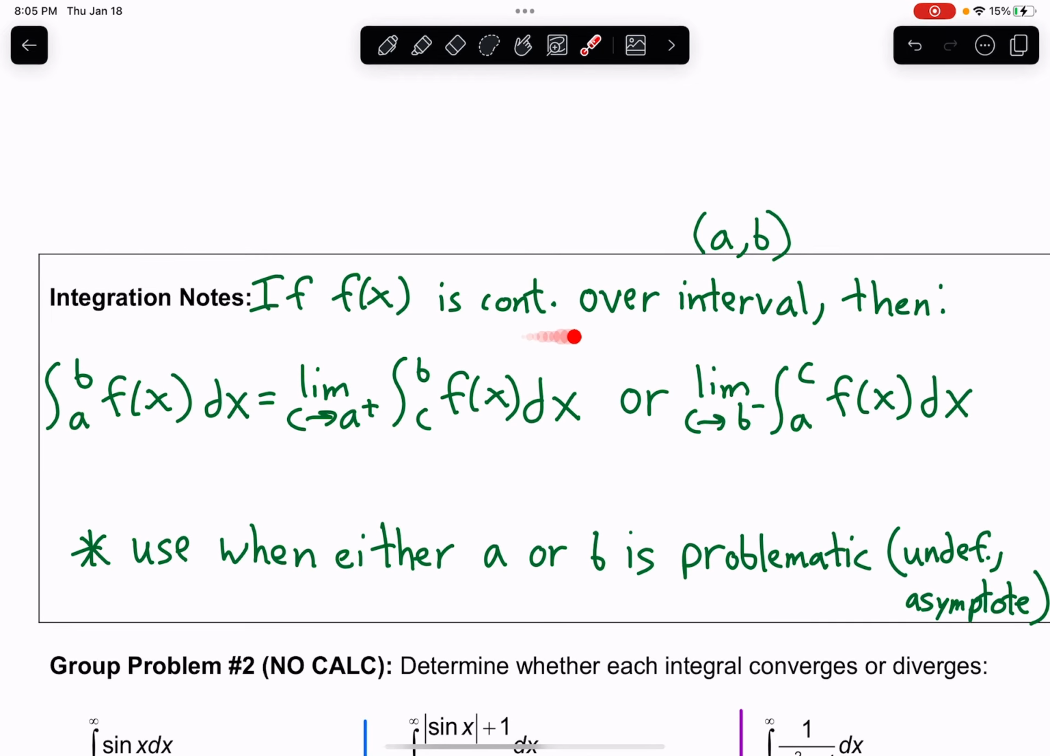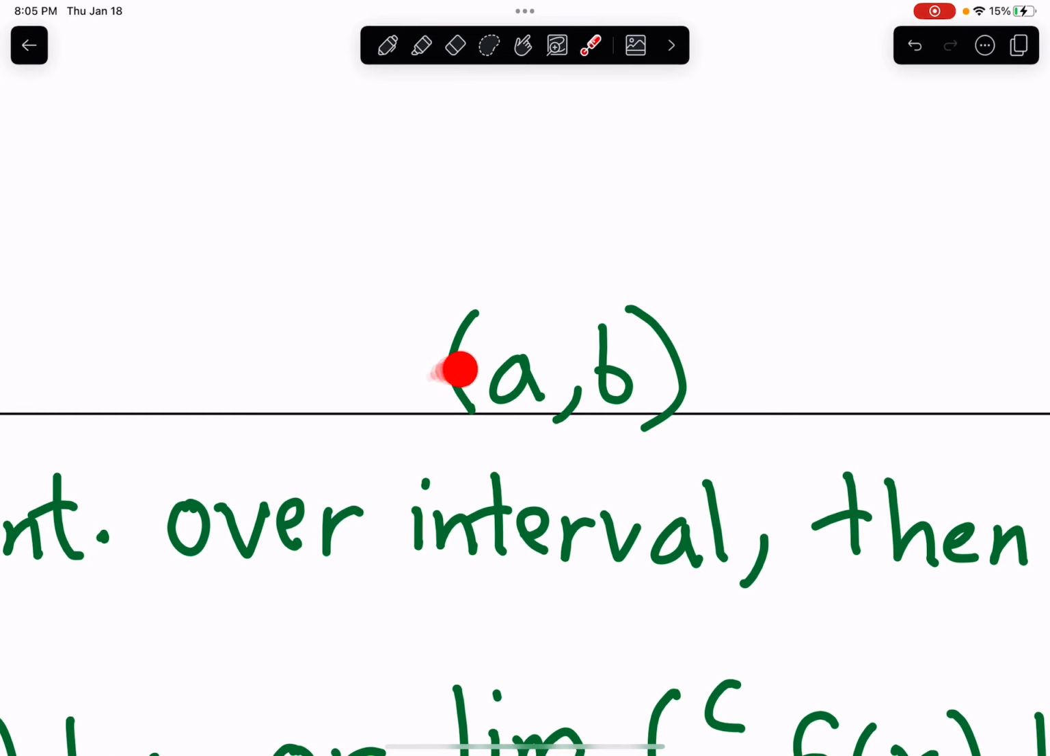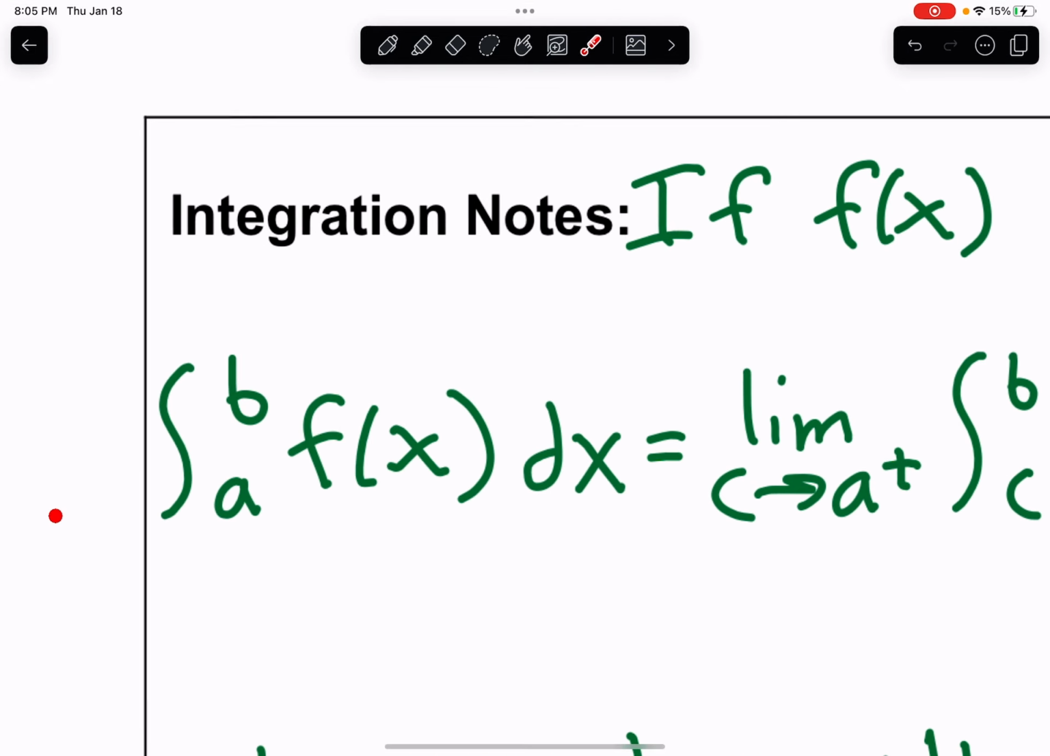If f of x is continuous over an interval, let's call that interval a to b. Note that a and b don't have to be included, right? Just in the interval, we have a continuous function. Then for our integral of the function from a to b, basically what we can do here is if a or b give us any values that are troublesome, like undefined values or asymptotes, right?